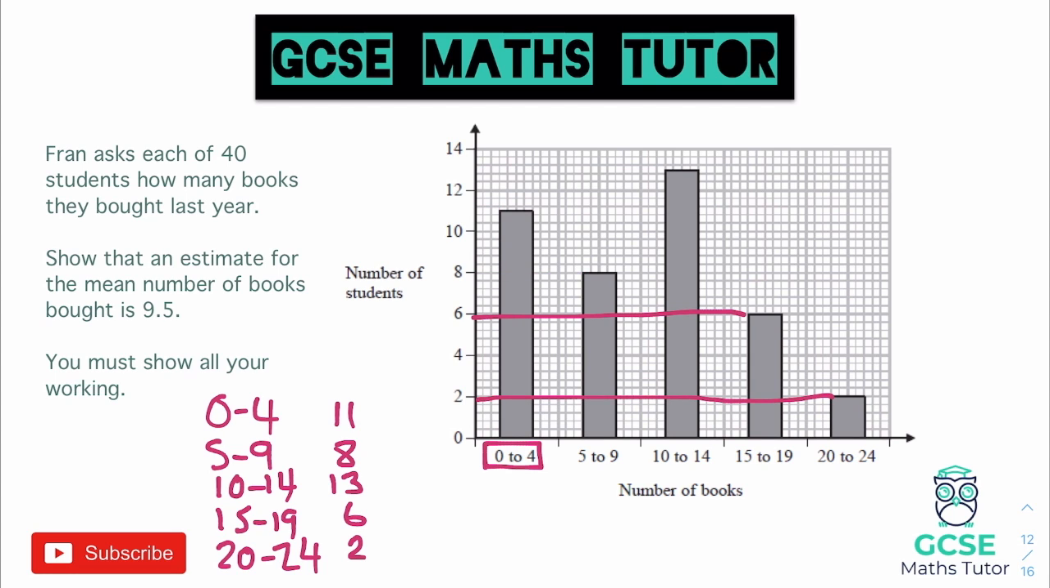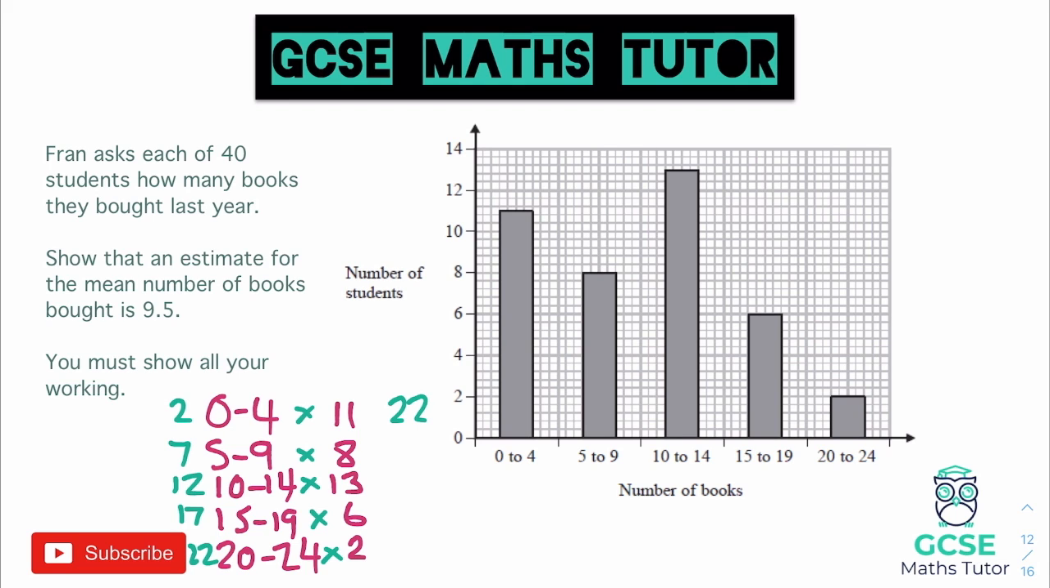Now we want to actually go about finding the mean from a table in a way that we normally would. So we'll take the midpoint, so I'm going to write those in. The midpoint of 0 to 4 is 2, the midpoint of 5 to 9 is 7, from 10 to 14 is 12, from 15 to 19 is 17, and for the last one from 20 to 24 is 22. So we're going to multiply that midpoint by how many people there were, and that will give us our estimated total. So 2 times 11 is 22.